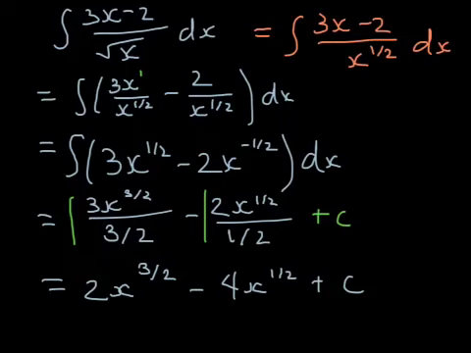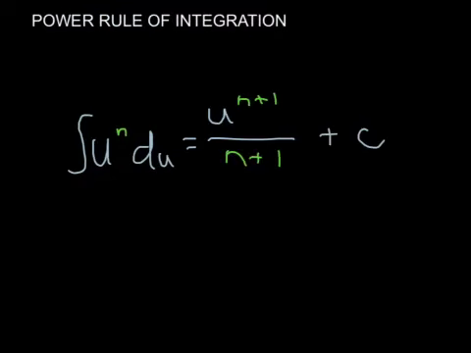In conclusion, our power rule of integration is used when reversing the operation to find the original function. In other words, we are taking the derivative and reversing that process.